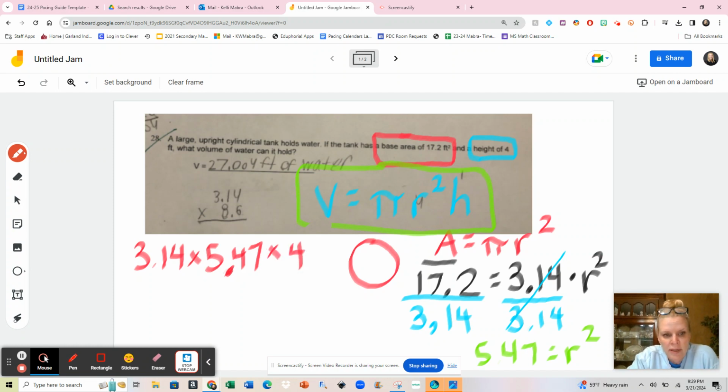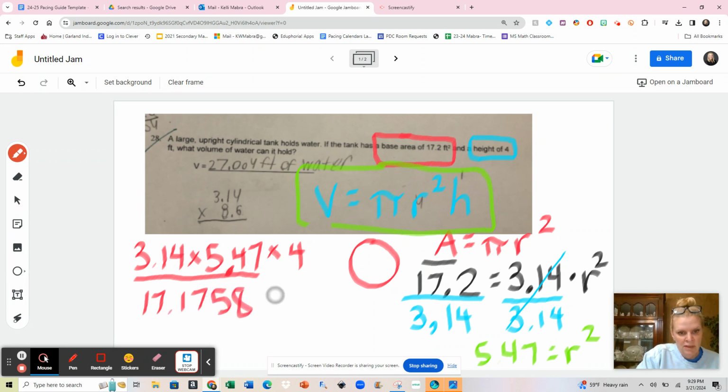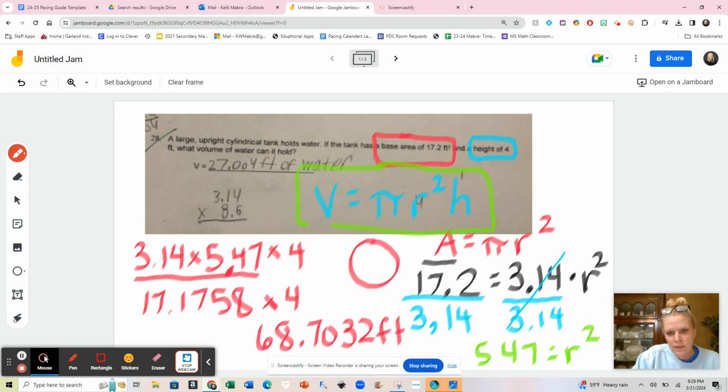And honestly, I would just pop that into a calculator. 3.14 times 5.47 is 17.58 times 4. It's going to be about 60 or so. Times 4 is equal to 68.7032 units, or feet squared, sorry, feet cubed.